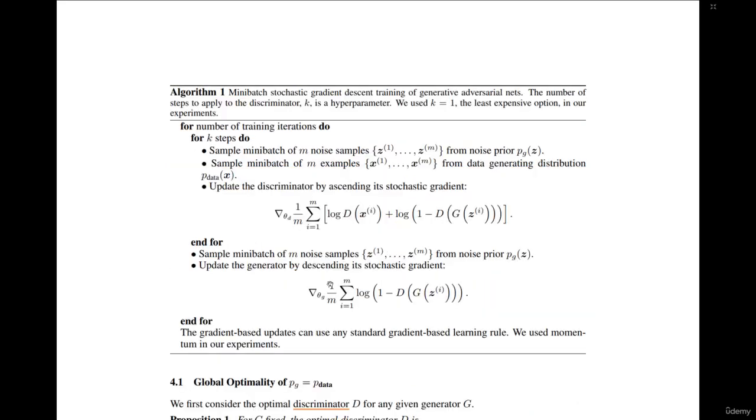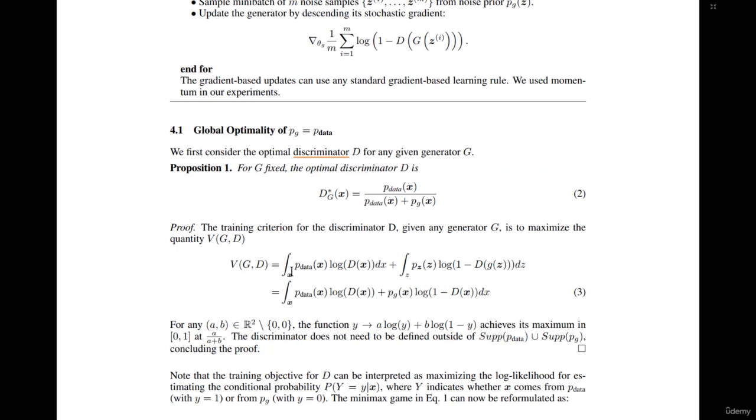So that's how we obtain the integral of p data of x log of D of x, plus the integral of p z log of 1 minus D of G. And then we write this first part, while this now turns into the pg of x log of 1 minus D of x dx. Since now we're having dx, we could combine this as one integral. Note that this p data is the distribution of real data and pg the distribution of fake data.